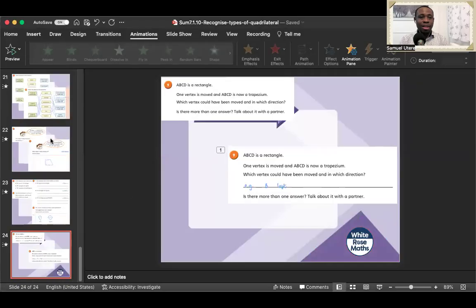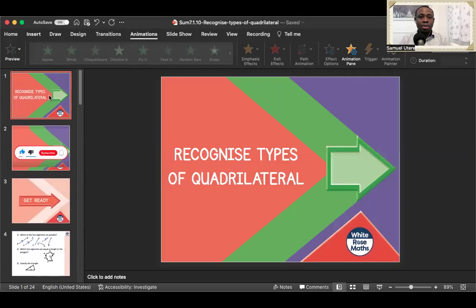Well done for sticking around and for taking your learning seriously. So you have learned about recognizing different types of quadrilaterals, their properties, and how to identify them. And you've answered some interesting questions. You have learned about the square, the rectangle, the rhombus, the kite, the parallelogram, and the trapezium.